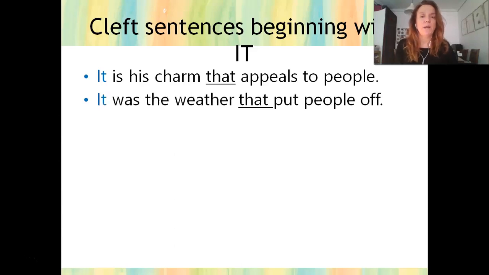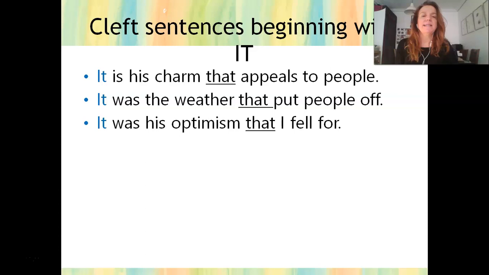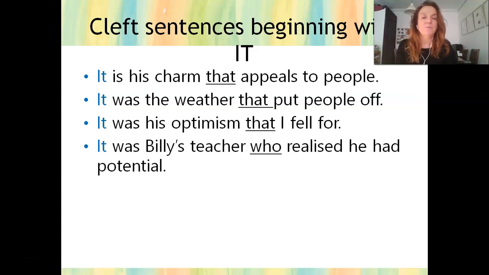Same here. It was the weather that put people off. It was the weather, not the crowd, not the price. It was the weather that put people off. Okay, it was his optimism that I fell for. It wasn't the fact that he was attractive. It wasn't the fact that he was rich. It was his optimism that I fell for. And it was Billy's teacher who realized he had potential. It was Billy's teacher. It wasn't his mother. It wasn't his father. I want to emphasize that it was Billy's teacher. I want to place emphasis on that part of the sentence, and that's what I do with this structure, okay?